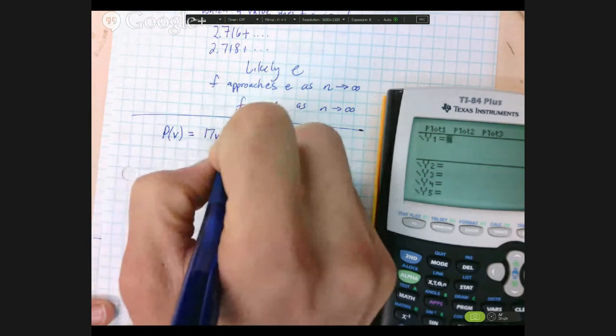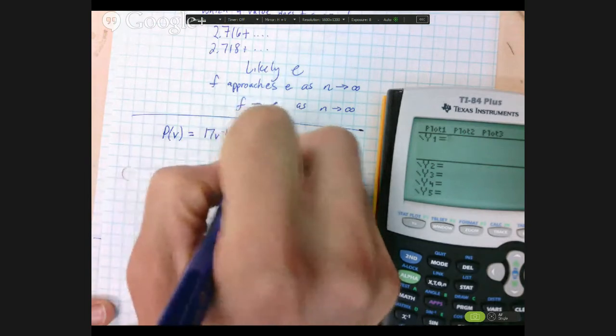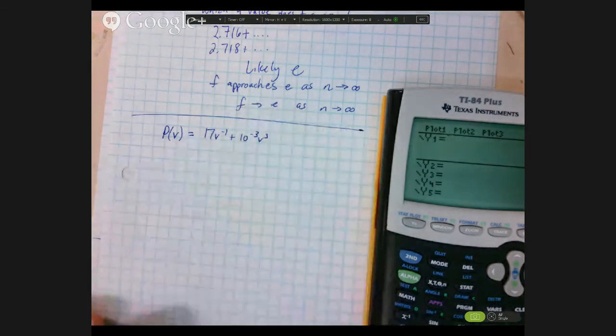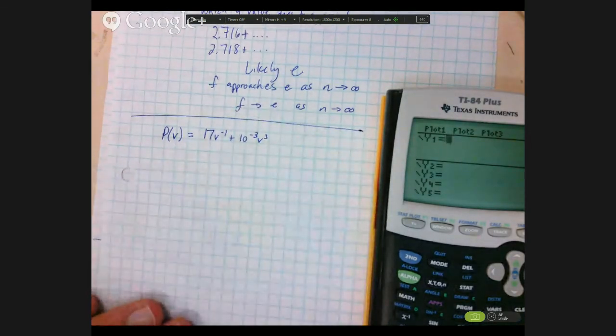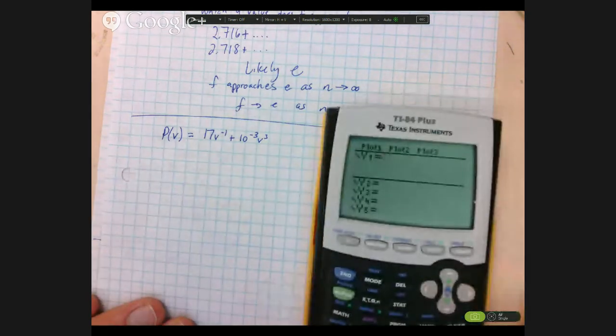Wait, so later, are we going to learn how to do it algebraically using derivatives? Yep. So 17v to the negative 1 plus 10 to the negative 3 plus v to the 3. I try to make it difficult on purpose. Yeah, it would be x in your calculator.